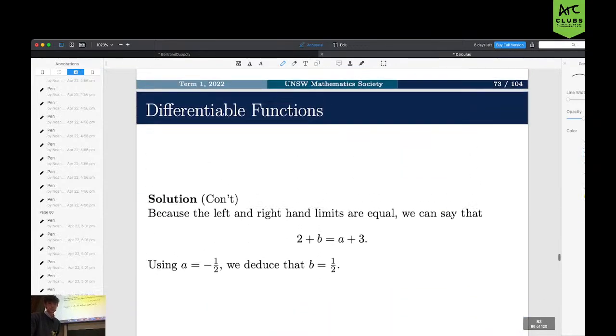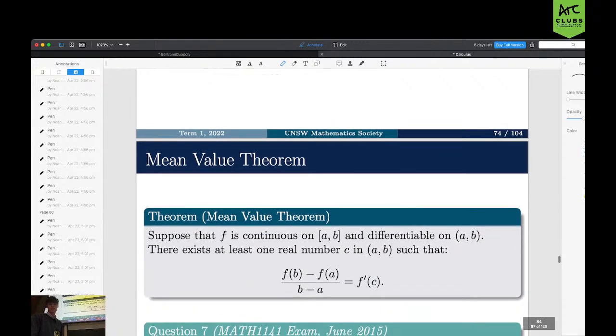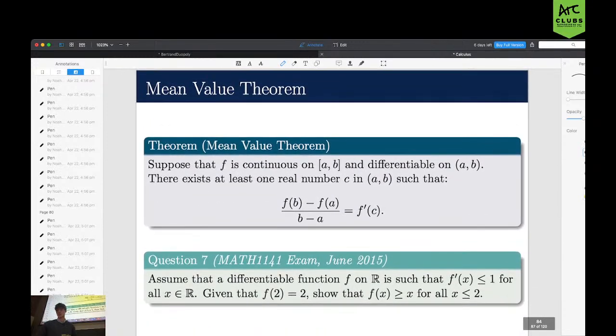So let's go ahead and move on from differentiable functions to looking at the mean value theorem. The mean value theorem states that if we have a continuous function on a closed interval a to b, and the function also needs to be differentiable on the open interval a to b, then there exists at least one real number c inside that open interval where f of b minus f of a over b minus a equals f dash of c. This is just saying that at some point the gradient of the tangent to the curve is equal to the gradient of the secant from a to b, right?